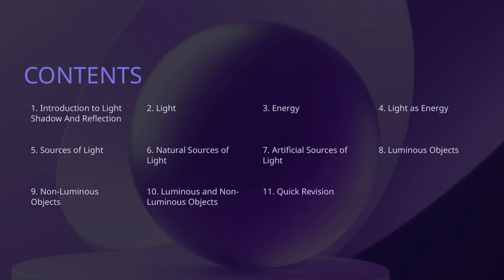We'll also discuss the idea of energy and how light functions as a form of energy. Later in the presentation, we'll examine non-luminous objects, things that don't emit light on their own, and distinguish between luminous and non-luminous objects. This helps us understand how light interacts with different surfaces and materials. Finally, we'll do a quick revision to reinforce what we've learned. Connecting all these points, the overall theme is understanding the nature of light, its sources, and how it influences shadows and reflections in our daily lives.